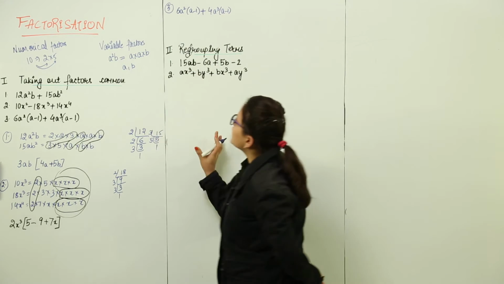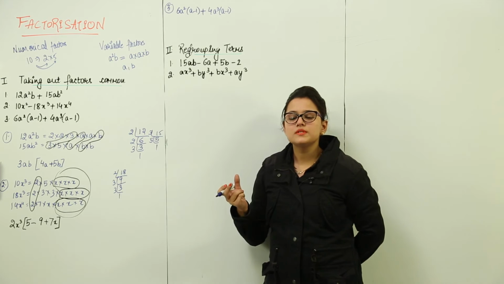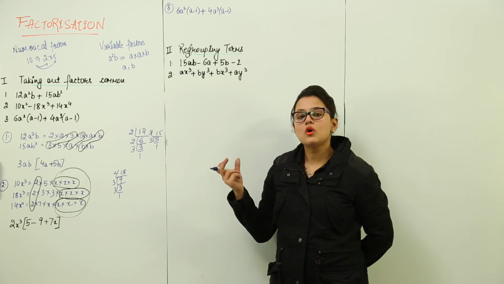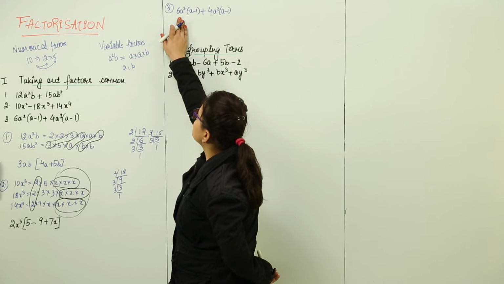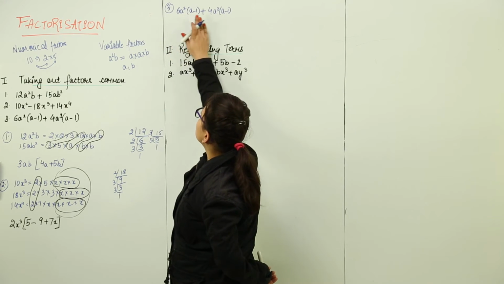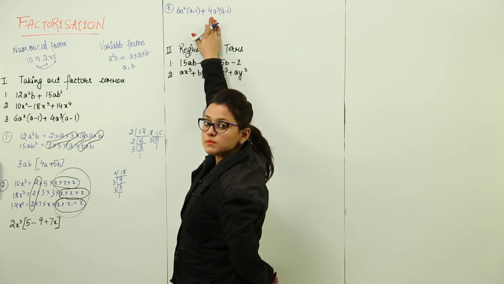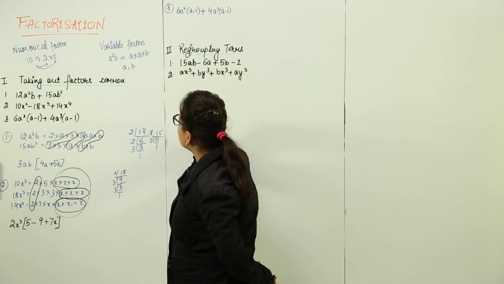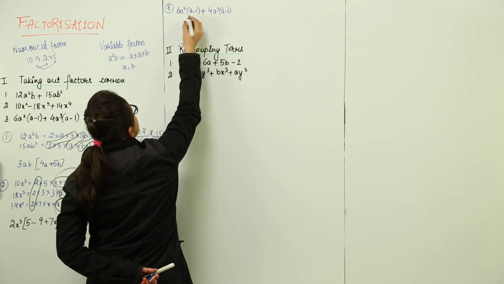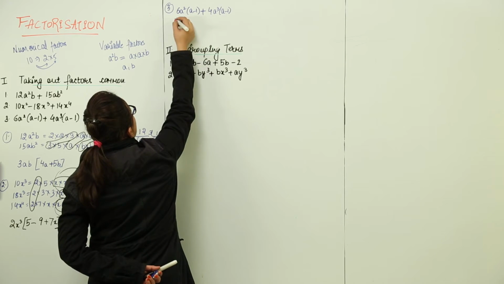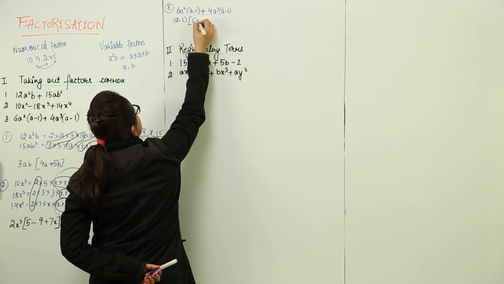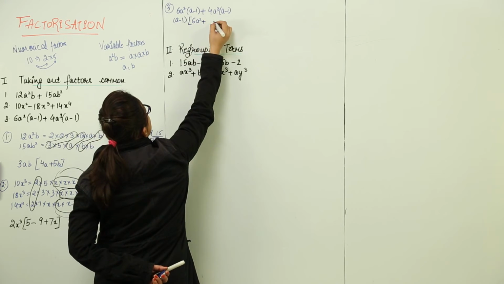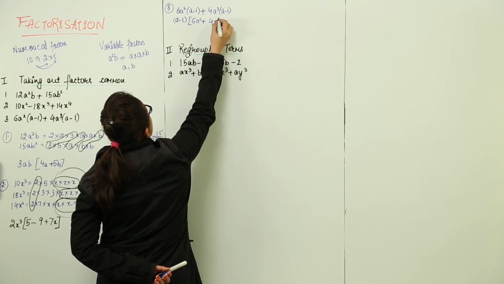We can see directly in this question that both the terms are having a minus 1 common in both. You can see in this first term 6a square is multiplied with a minus 1 and here 4a cube is multiplied with a minus 1. Now we can see that a minus 1 is multiplied in both, that means it is common to both. So what are we left with in the first term? 6a square plus, here we are left with 4a cube.